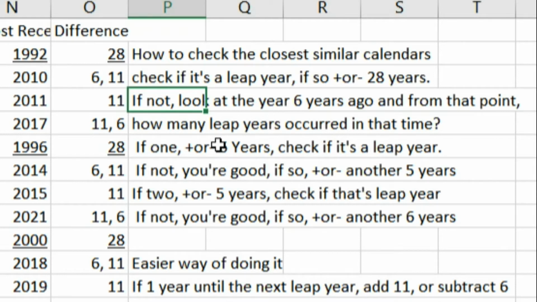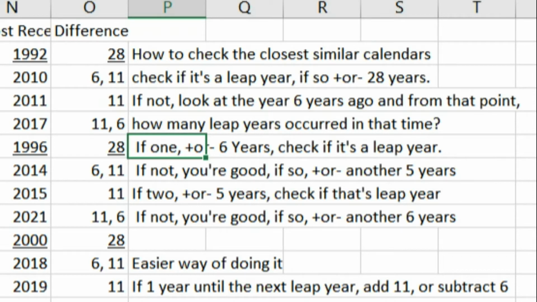So look 6 years into the future and 6 years in the past from that year on the calendar. How many leap years occurred within that time? If one leap year occurred in that time, then check and see if it's a leap year. If not, you're good. It is right there. So it's just 6 years in the past. If one leap year happens within 6 years and that specific year is not a leap year, then it's 6 years in the past or in the future.